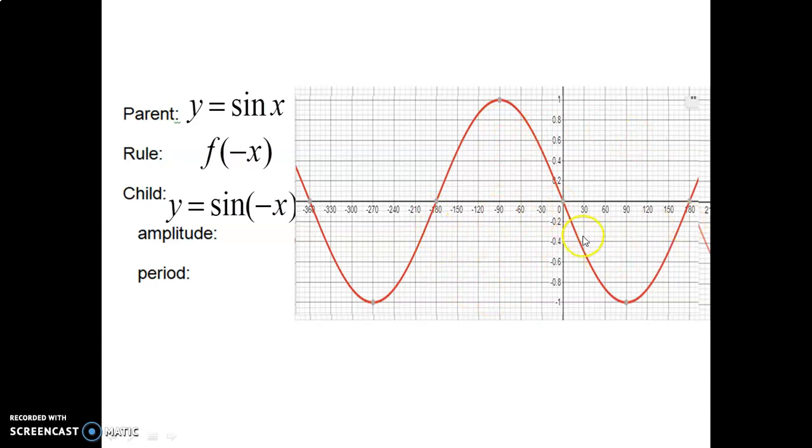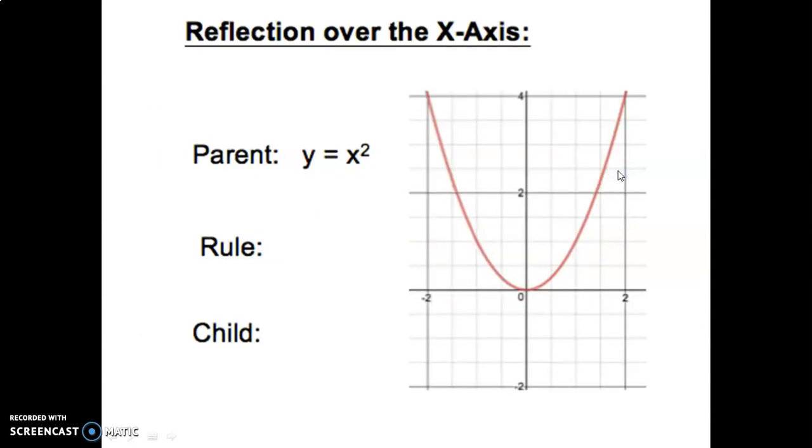So there's our reflection. That has had no effect on the amplitude because all we did is flip the graph this way, and it has no effect on the period. It still takes 360 degrees to complete one cycle. All we've done is flipped over the axis. Okay, so now we're going to look at reflection over the x-axis.